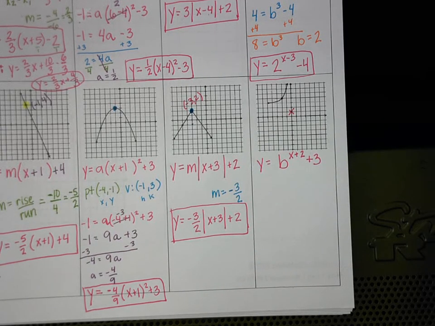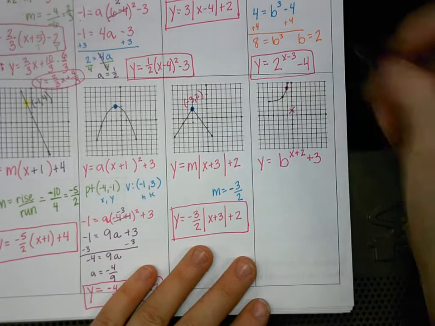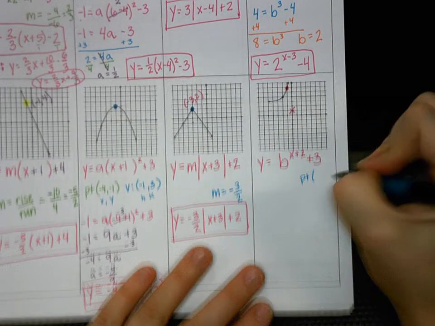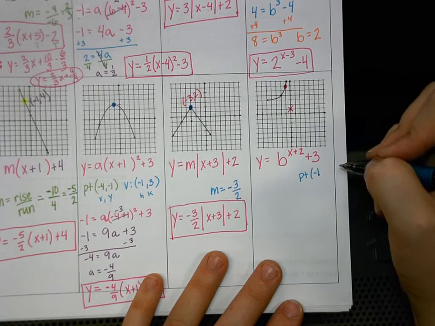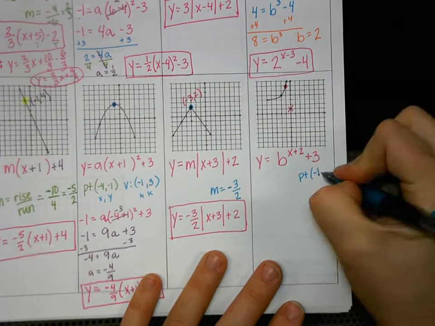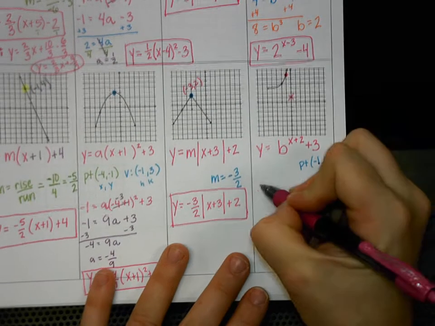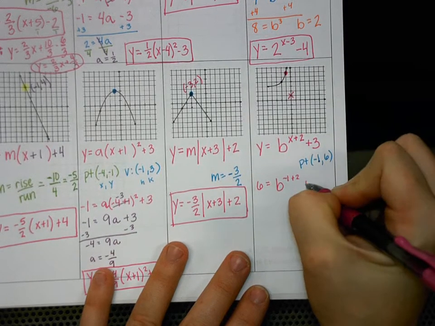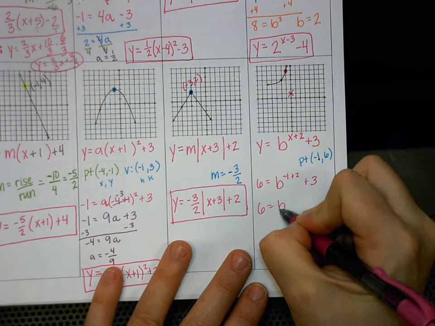Okay, it's hard to see, but there is another point right here. That point is at -1, 6? Yeah, 6. So if we plug that in, we get 6 equals b to the -1 plus 2 plus 3. That's really nice because we'll get b to the first power, which is just b.